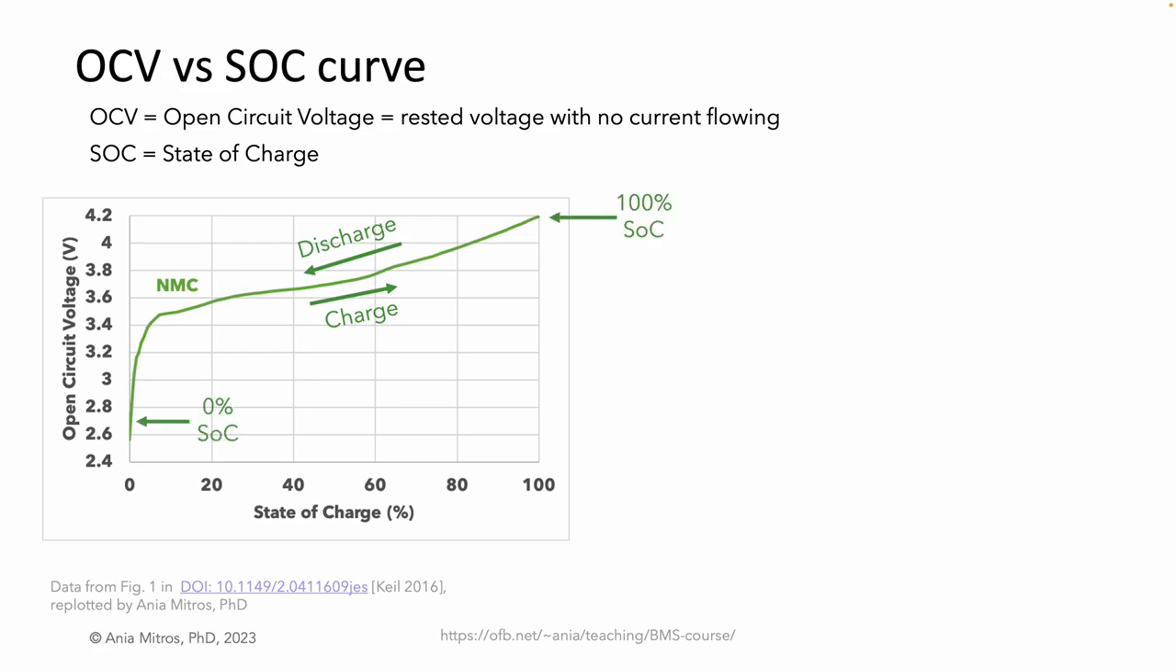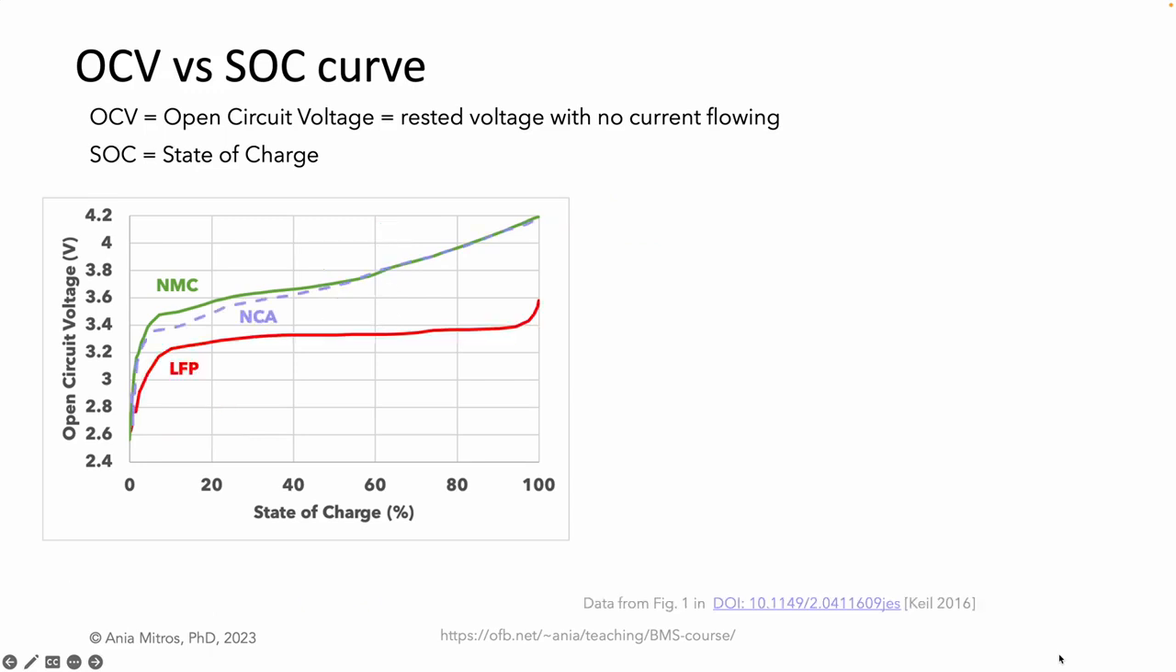The cell manufacturer specifies what voltage corresponds to 0% state of charge and to 100% state of charge. 2.7 volts and 4.2 volts are typical for NMC cells. The shape of the OCV versus SOC curve is slightly different for every cell chemistry. Notice that the LFP curve is very flat in the middle.